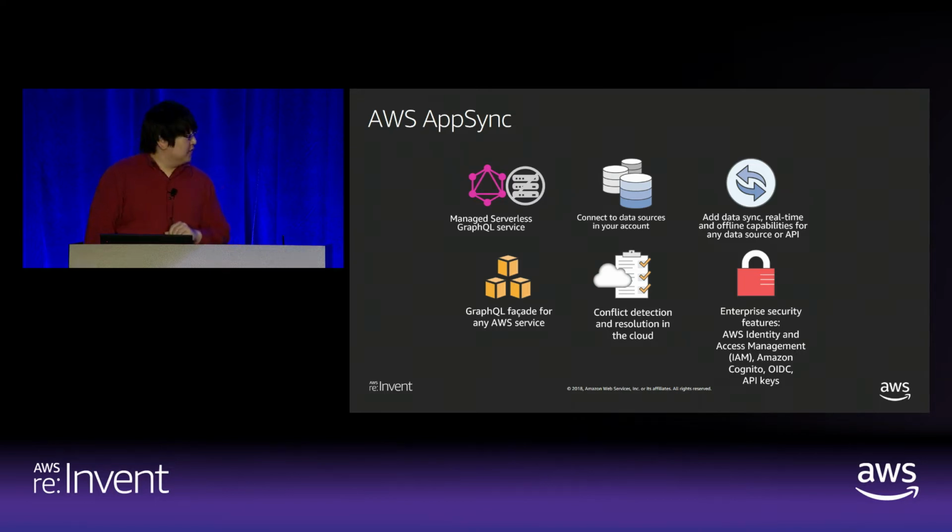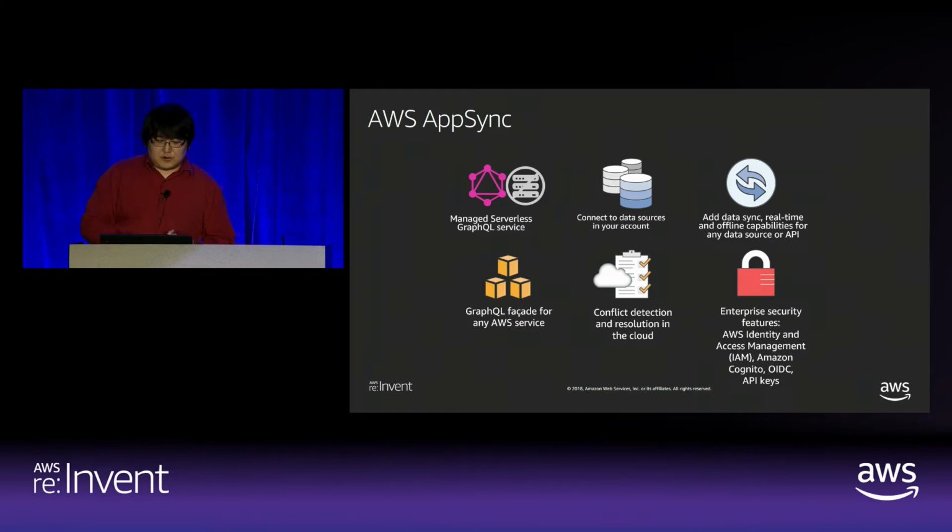Of course, we support enterprise security features. We support a myriad of ways to authenticate your calls. One is AWS Identity Access Management. Another is Amazon Cognito. This is through user pools. If your user is signed in, then they can make calls to your service. We also support OIDC, so you can bring your own OIDC as long as they adhere to the protocol.